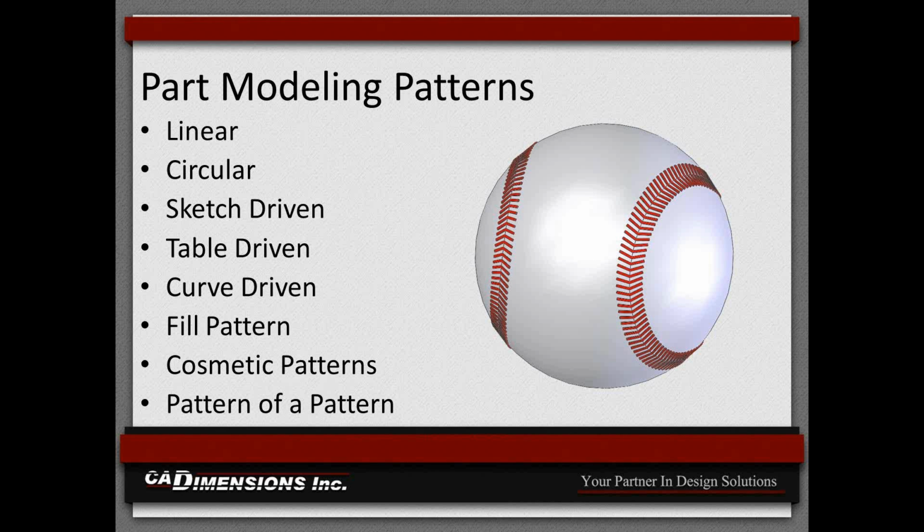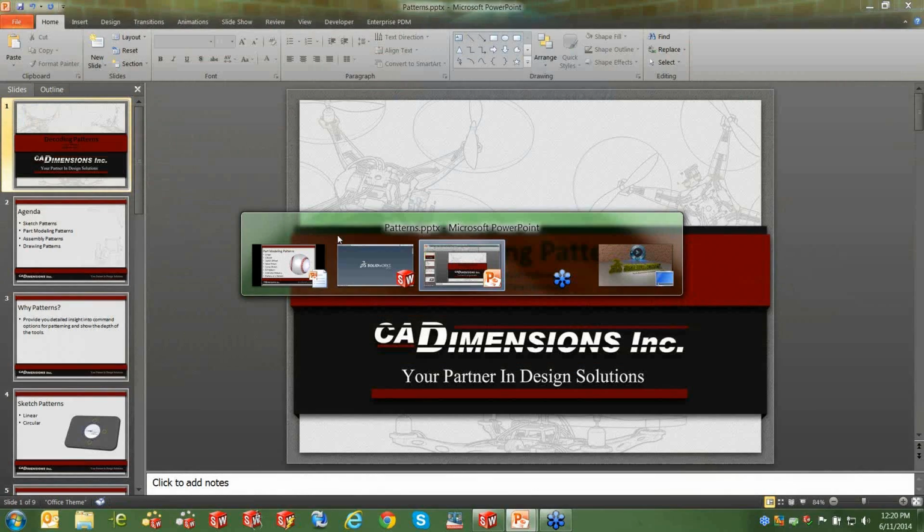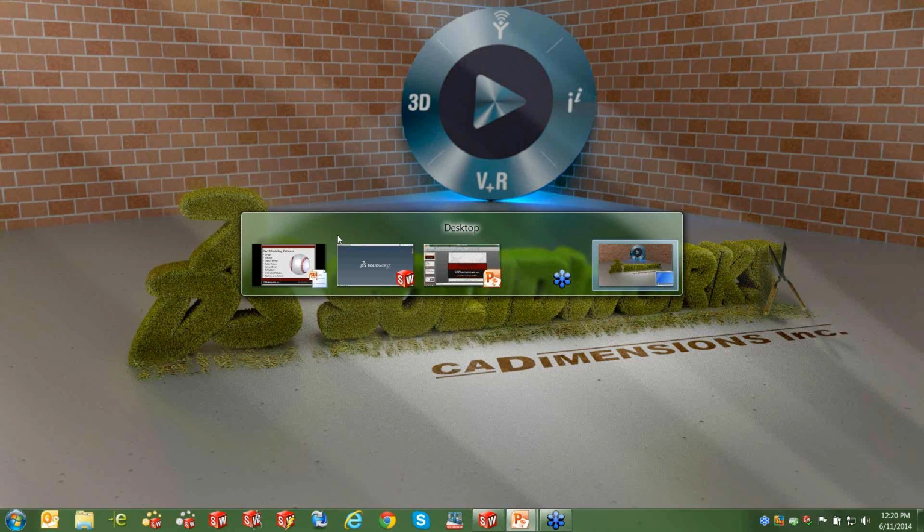From the very simple side of things, we have just our linear and circular patterns that we're used to dealing with here. And then we have sketch-driven patterns, table-driven patterns, curve-driven patterns, which I'm going to show an example of each, fill patterns, and then something I probably most do not know about, and I will say that mine is not working, but I'll give an indication of what it's supposed to do here. I call it cosmetic pattern, and then you can pattern a pattern. So let's just start with linear patterning and go through a little bit of that.